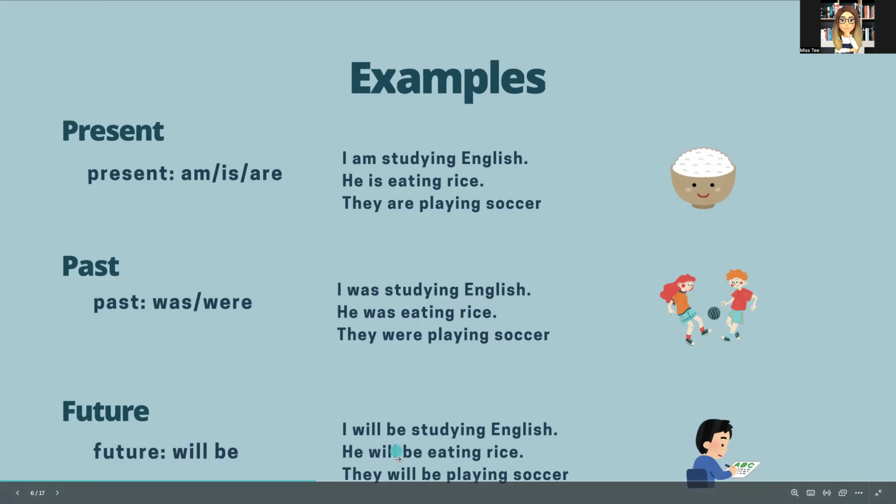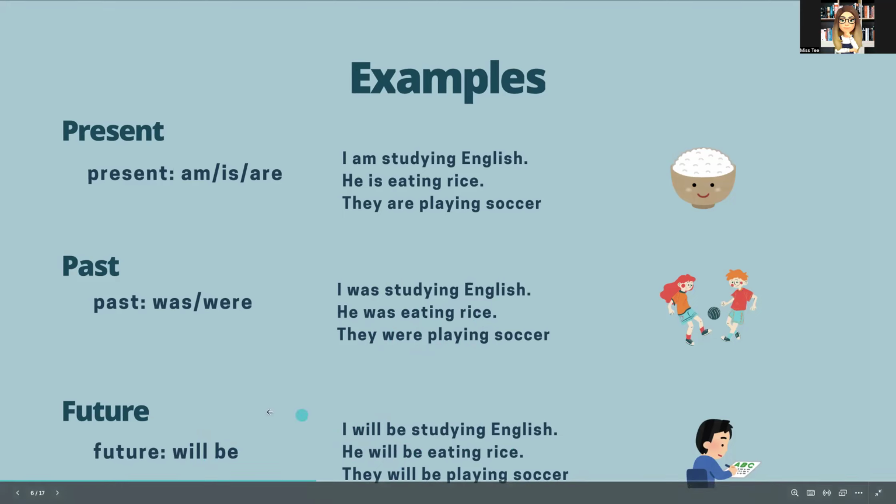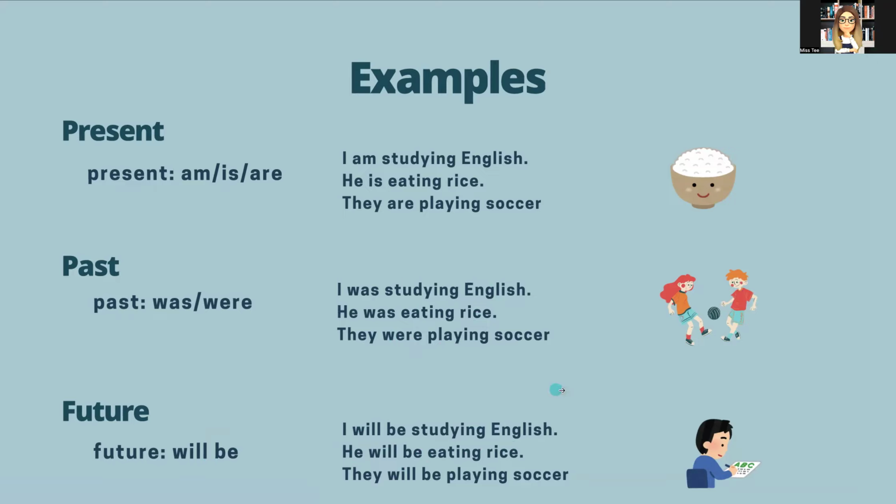So here we don't see any changes throughout the form of be. I will be studying English. He will be eating rice. They will be playing soccer. So no matter what, will be stays the same, but all of these other ones change for plural versus singular.